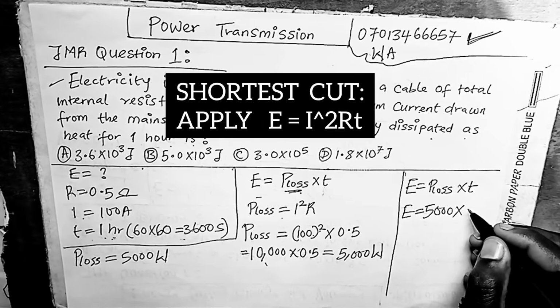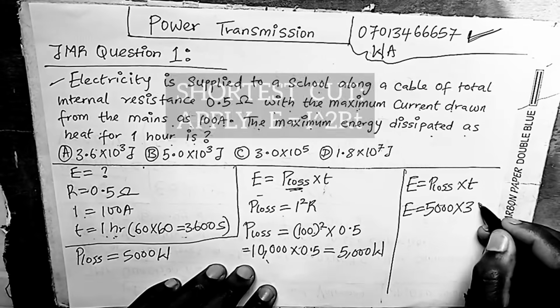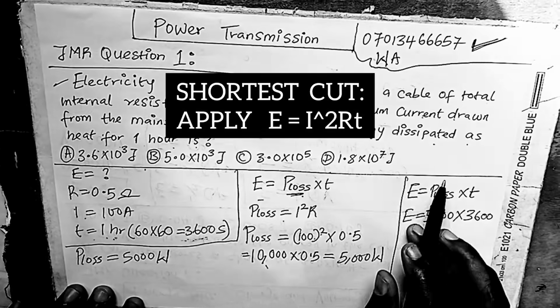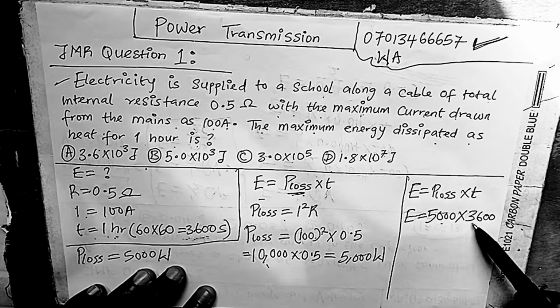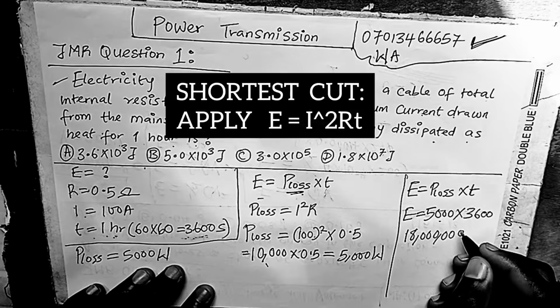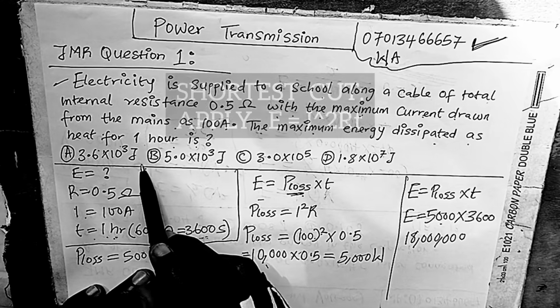Okay, times what? Times time. What's our time? 3,600 seconds. Look at it here. When we multiply, what do we get? This times this will give us 18 million. So do we have 18 million among the options?